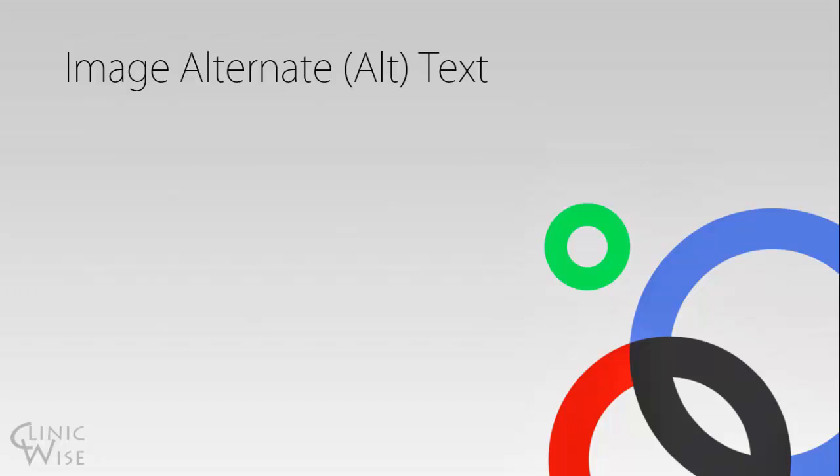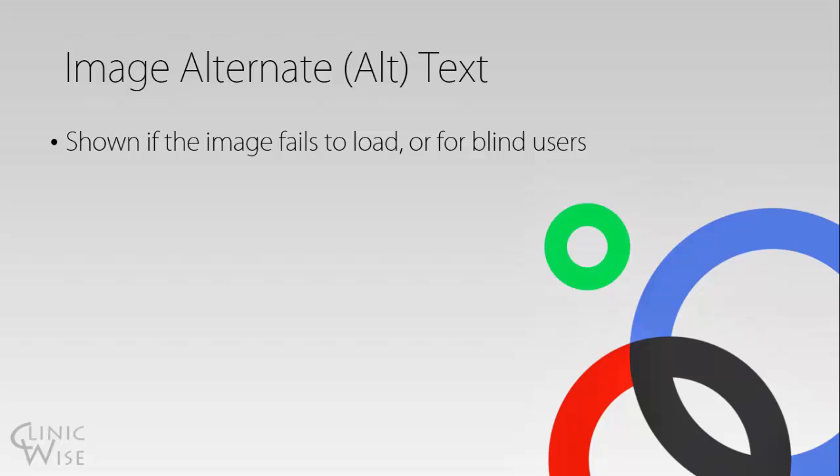Alternate text or alt text can also be used to help search engine optimization rankings. Alternate text is what is shown to the user when an image on your site fails to load for some reason. It's also what's shown to blind users in lieu of pictures.